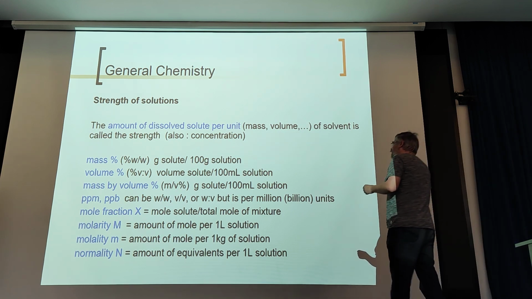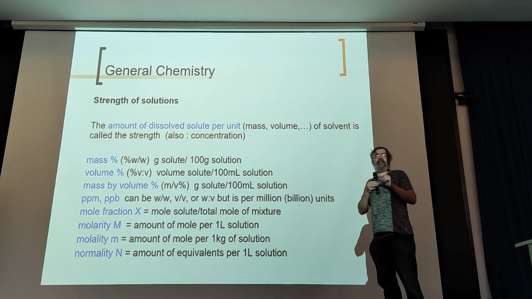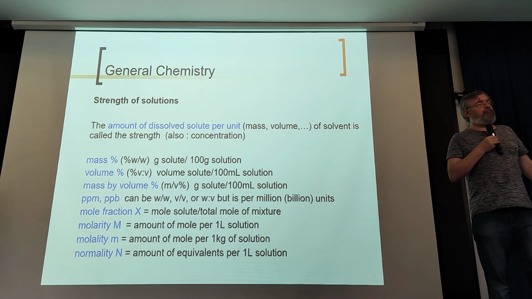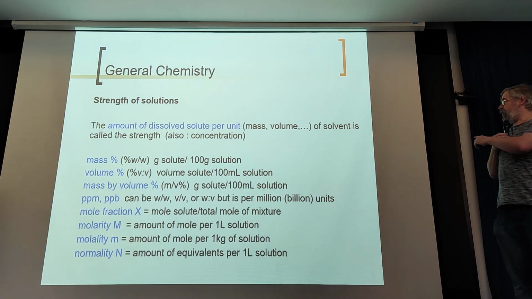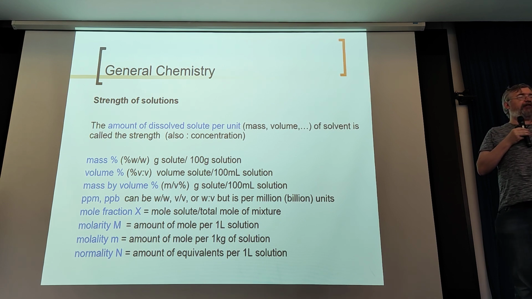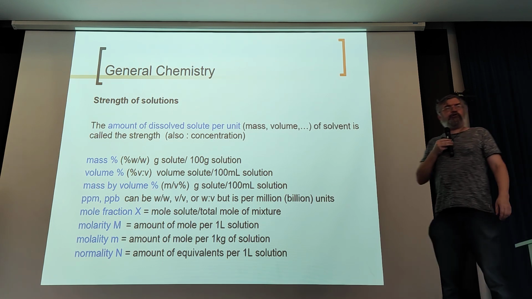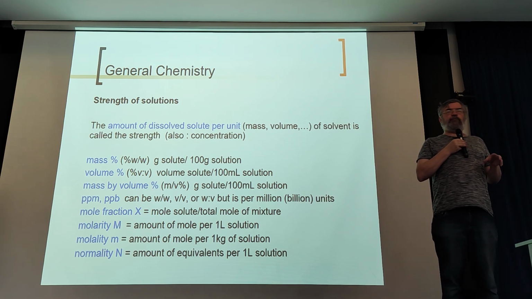A variant is the molality, with an L and not an R. Molality is actually per 1 kilogram of solvent and not per 1 liter of solution. Again, for diluted solutions in water, it's going to be more or less the same.